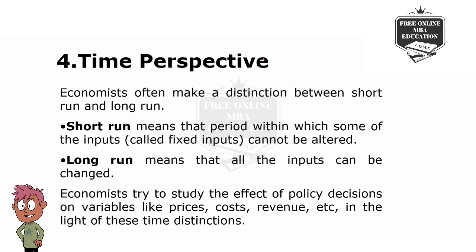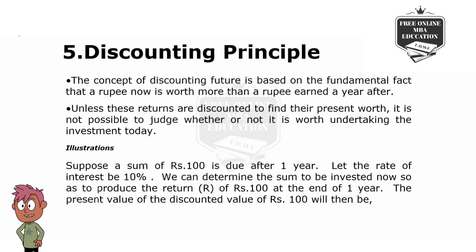Now, economists try to study the effect of policy decisions on different variables like prices, cost, revenue in the light of these distinctions, right? So, this is your time perspective: short run and long run as per economics. Short run means you have fixed and variable. Long run means all your inputs become variable, there are no fixed inputs.